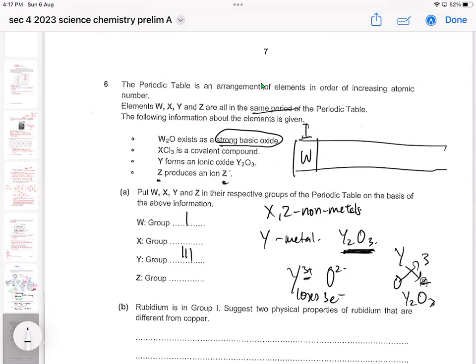Okay, for W and Y, any question? That's how we look at this. Especially for Y. Okay, digest this for 10 seconds, then I'll move on to the other two.